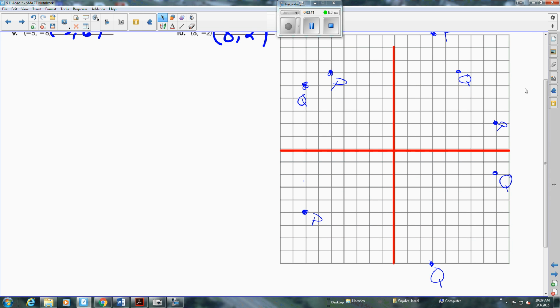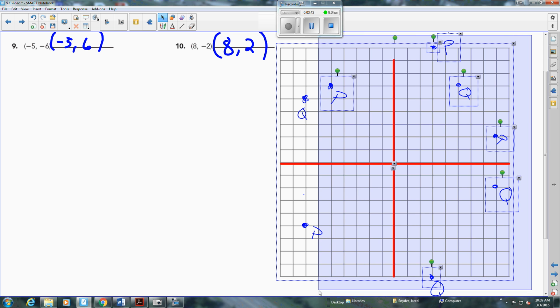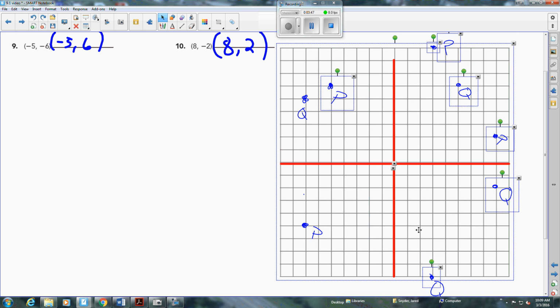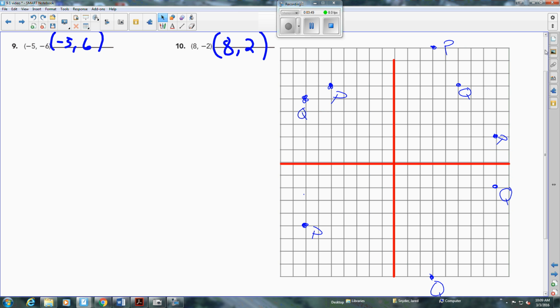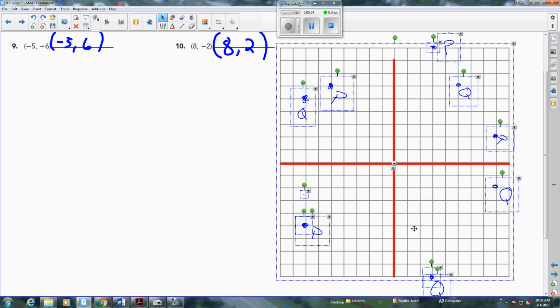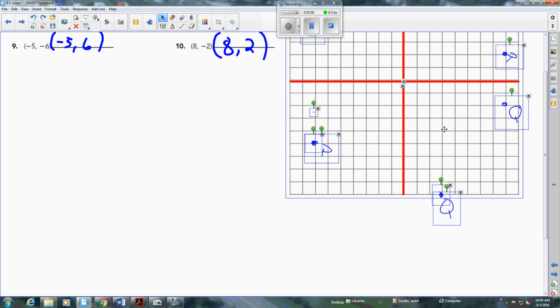I might see if I can grab all of this and just slide it upward. Nope. Again. There we go.